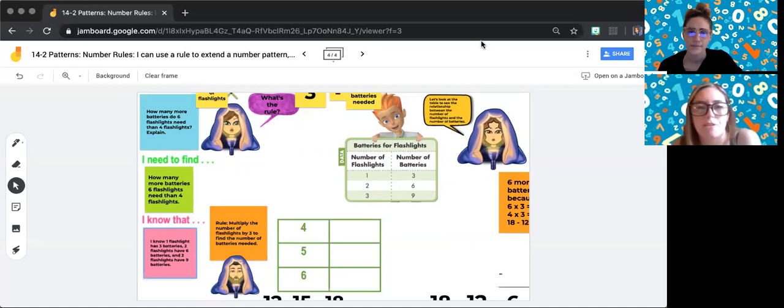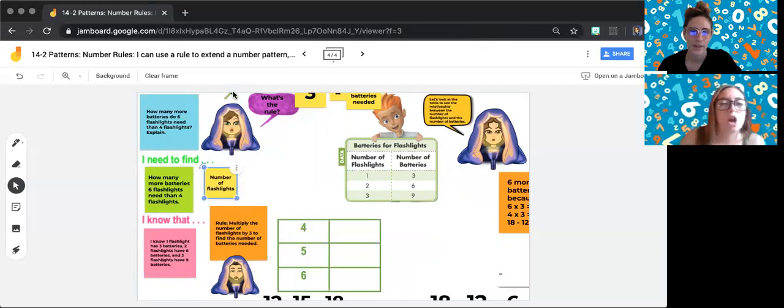So how else can we get from 1 to 3? We could multiply. Yeah, multiply by 3. 1 times 3 equals 3. Let's check for 2. Would that work? 2 times 3 equals 6. Yep. And let's double check with the last one. 3 times 3 equals 9. So that works. It looks like our rule is to multiply the number of flashlights by 3 to find the number of batteries.